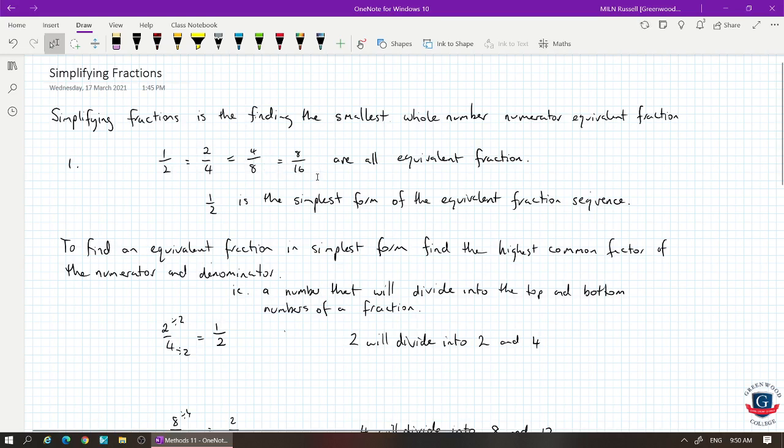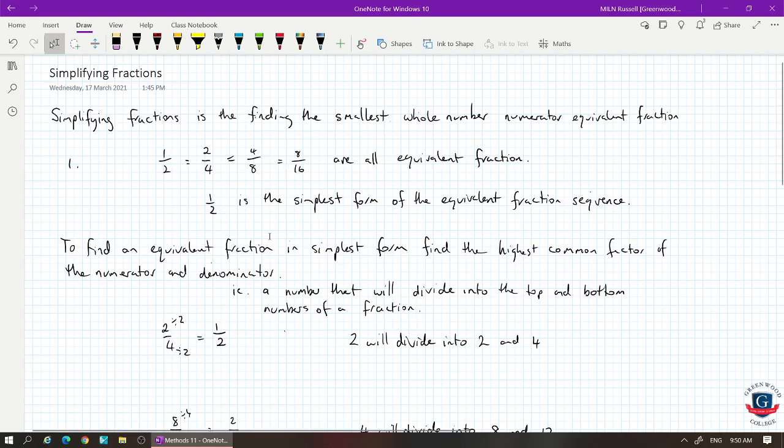But which is the one in simplest form? Now we say the one in simplest form is the one with the lowest whole number numerator and denominator. So in this case, it would be a half. Now the question is, how do we find that one if we have any of the others?